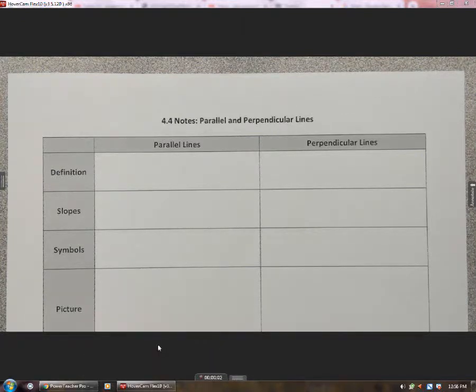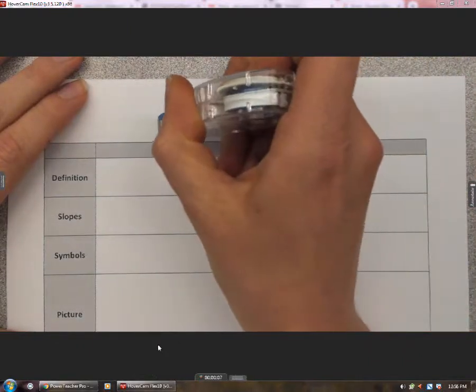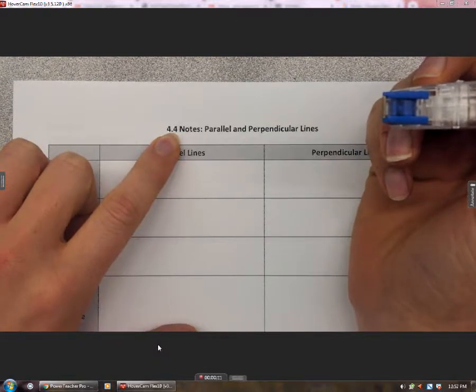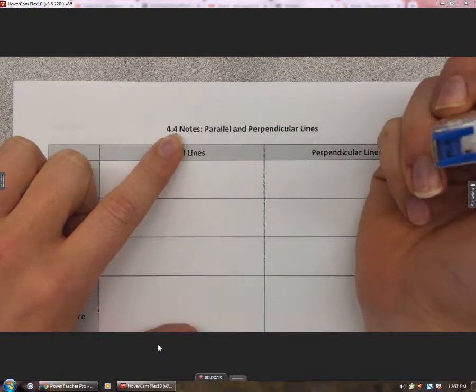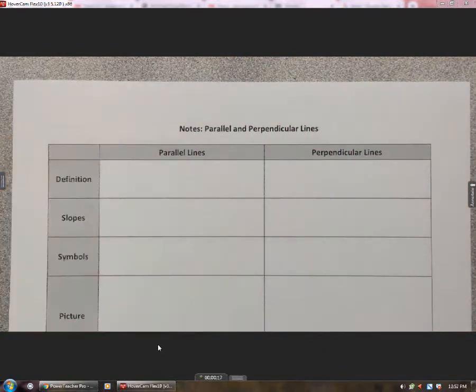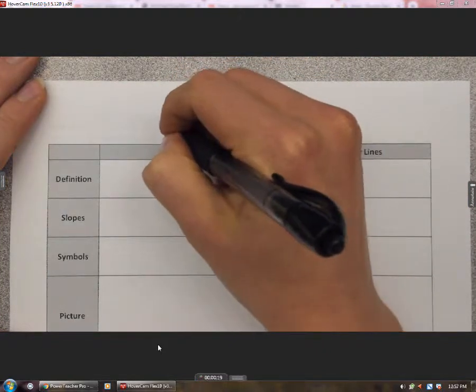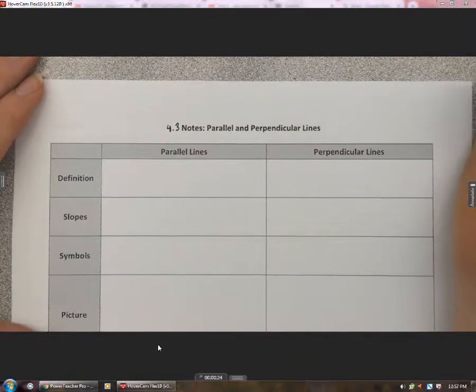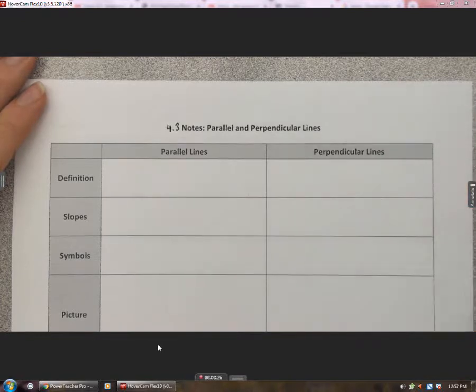Alright, hey everybody. The first thing you need to do on today's notes is fix this. I know someone already told me about this, but I had them printed already before I fixed it. This should not say 4.4. It used to be 4.4, but in this book it's actually 4.3. If you just printed out the notes within the last day or so, it already says 4.3. So there you go. 4.3 notes.